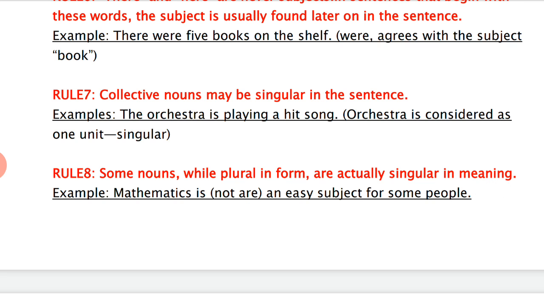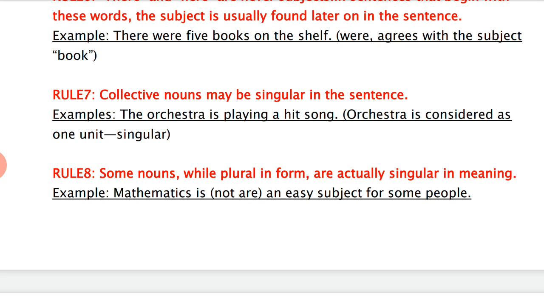Rule number 7. Collective nouns may be singular in the sentences. For an example, the orchestra is playing a hit song. Yes, orchestra is a collective noun, like audience. They are usually taken like the news. Just before some time, we saw one collective noun, news. News is always treated as a singular noun, so we always use is.